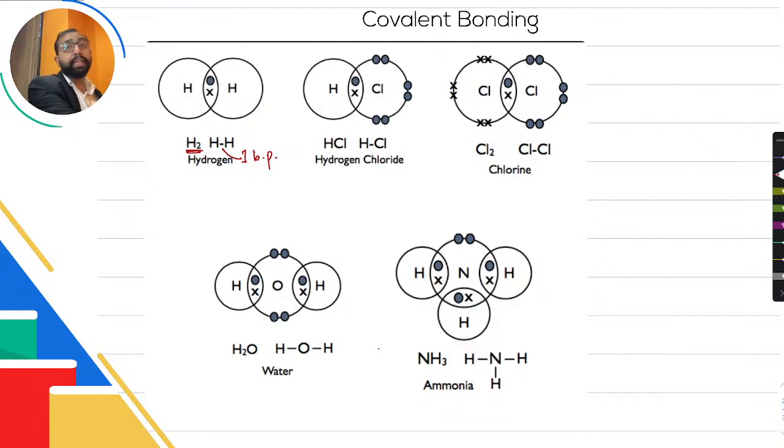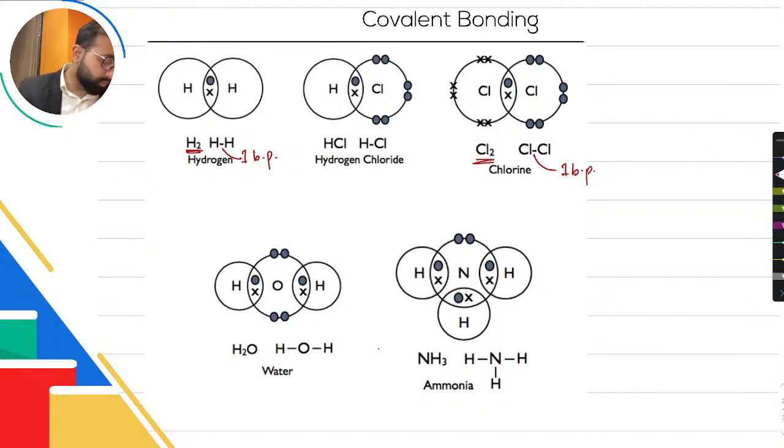The formula is still HCl because there's 1 H, 1 Cl. Now for chlorine, you have Cl2. Why? Because you have 2 chlorine joined together. And there is 1 bond pair in the middle because they're sharing 1 pair of electrons. Why are they sharing 1 pair of electrons? Because every chlorine needs 1 more. They're in group 7.